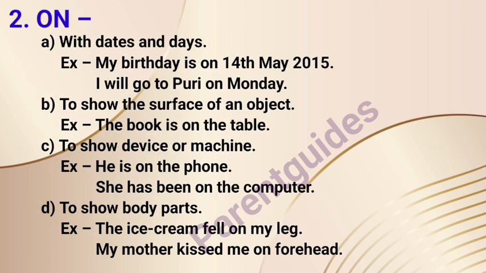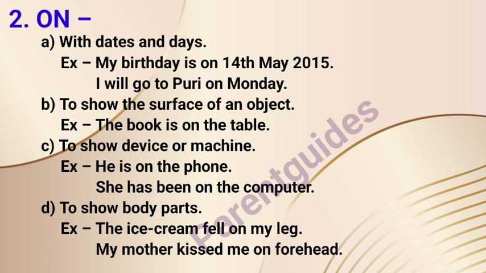2. Preposition on. A. With days and dates. Example, my birthday is on 14th May 2015. I will go to Puri on Monday. B. To show the surface of an object. Example, the book is on the table. C. To show device or machine. Example, he is on the phone. She has been on the computer.